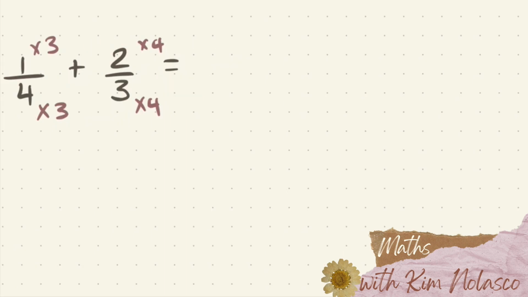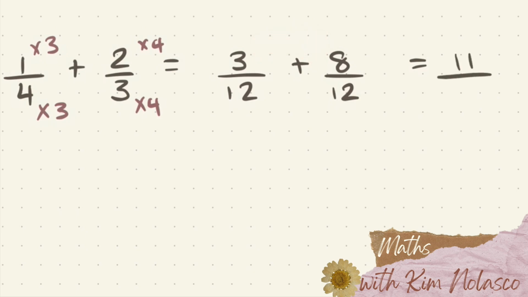So now we're going to work out these multiplications. So 1 times 3 is 3, 4 times 3 is 12, 2 times 4 is 8, 3 times 4 is 12. And now adding straight across, we're going to do 3 add 8, which gives me 11, and the bottom number stays the same. So we have 11/12.